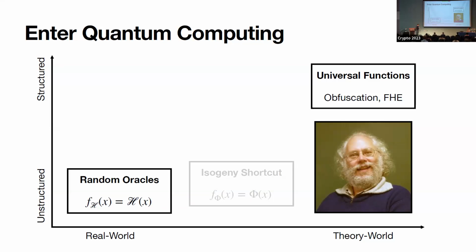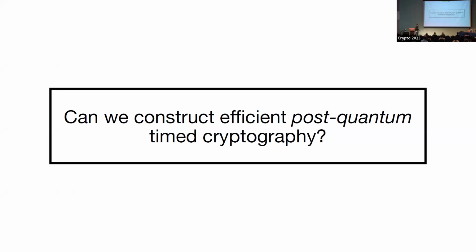Okay, so now obviously this might feel a bit unsatisfactory. In particular, we are left with a hole on this top left corner, and the question that we ask in this work is whether we can fill that gap. And in particular, we ask, can we construct efficient post-quantum time cryptographic schemes?